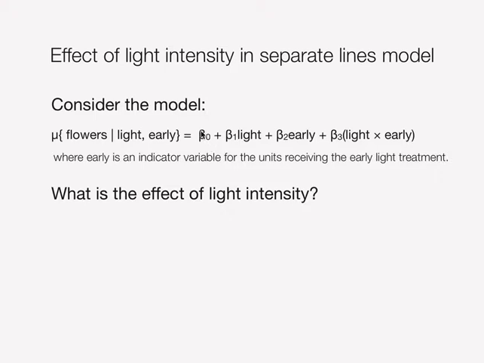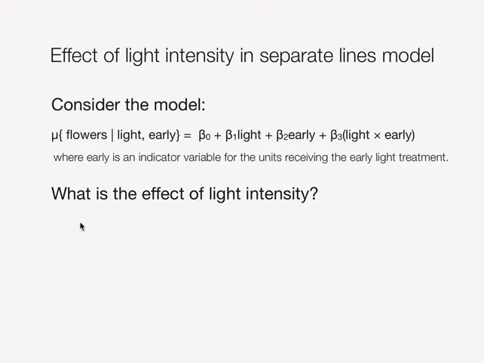I have an intercept, a slope for the light intensity, parameter beta 2 on the early indicator variable, and then I also have this interaction term. So I have the light intensity times the indicator variable for early, multiplied by this parameter beta 3. So we might ask, what is the effect of light intensity in this example?